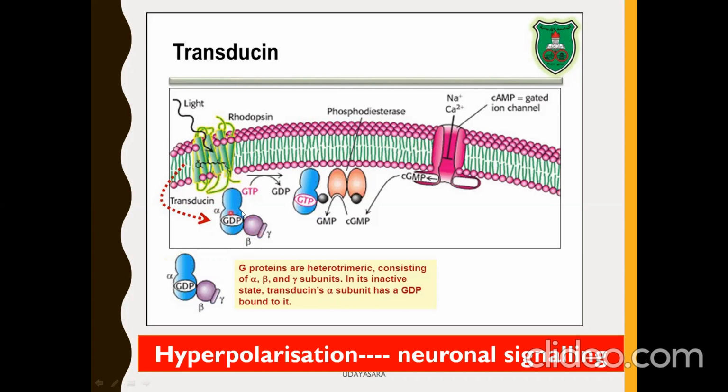Normally, in the inactive state, it is bound with GDP. When it gets activated, the GTP-bound alpha subunit of transducin dissociates from it and becomes active. It activates the phosphodiesterase enzyme, which in turn catalyzes the conversion of cyclic GMP to GMP. The cyclic GMP-gated sodium and calcium channels normally cause the influx of sodium. When the level of cyclic GMP decreases, this causes the closing of the sodium channels and hence hyperpolarization of the membrane, which in turn results in neuronal signaling.